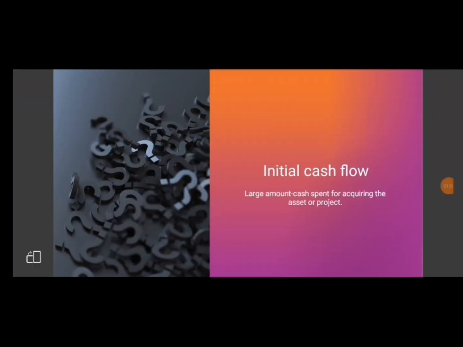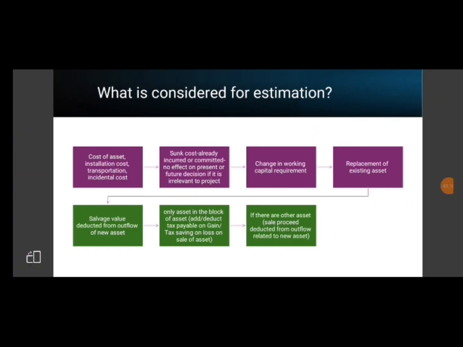What are the initial cash flows? It is a large amount of cash spent for acquiring the asset or project. What are the costs to be considered for estimation? The first one is the initial cost, that is the cost of the asset, installation cost, transportation cost, and incidental cost which is incurred for making the asset ready for use.